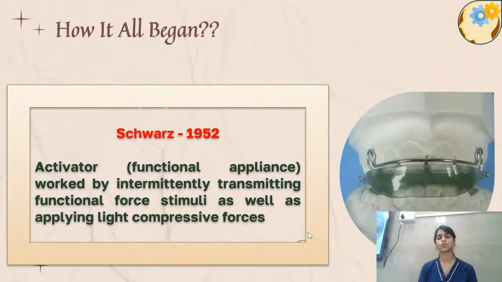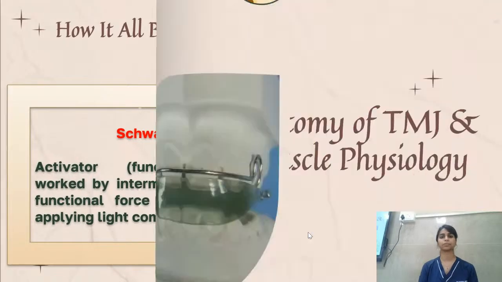Following Häupl, Schwarz in 1952 gave a hypothesis regarding activator, which at that time was a very popular functional appliance. That activator worked by intermittently transmitting functional force stimuli as well as applying light compressive forces. So, following all these theories, many other functional appliances after activator, like Bionator, Twin Block, and Frankel functional regulator, were introduced, whose mode of action will be discussed as a part of this seminar.